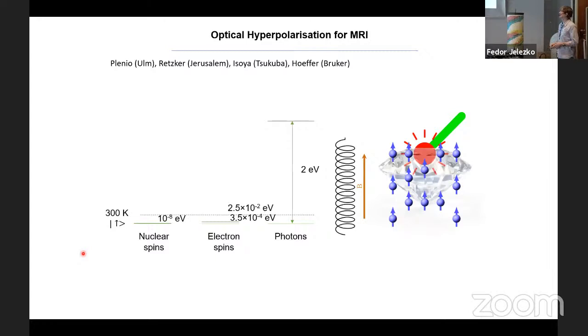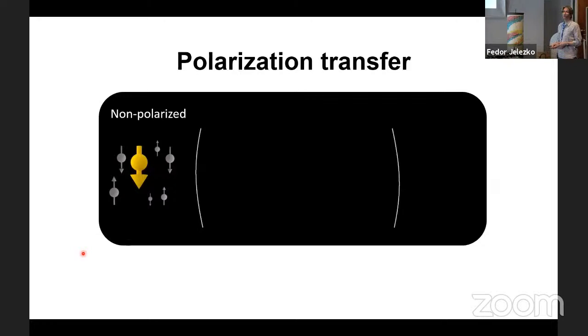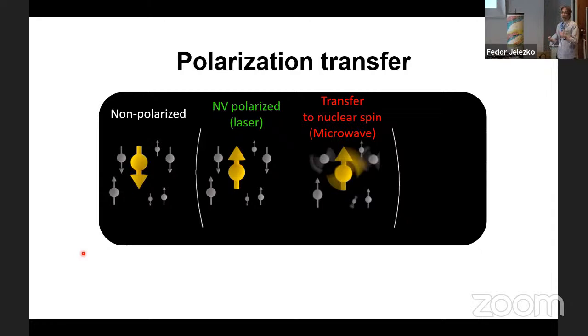So how to polarize nuclear spins? Actually there is an energy gap between nuclear spins and electron spins. They have different energy. So in case your NV center is polarized, you need to run some coherent control pulse sequence to transfer polarization. That's done usually by applying echo techniques that were used before to detect nuclear spins. There are other variations of this technique to polarize them.